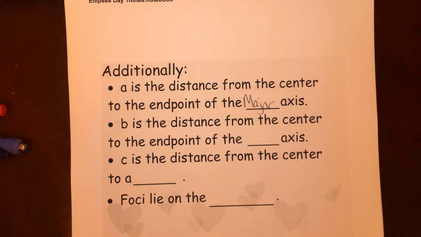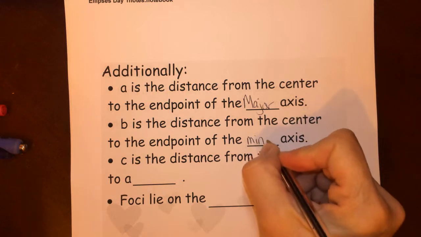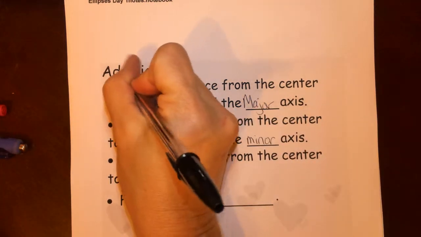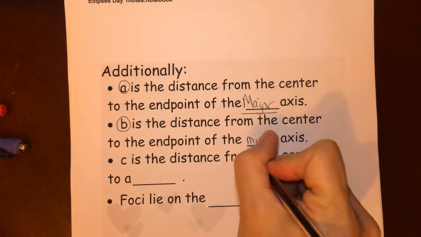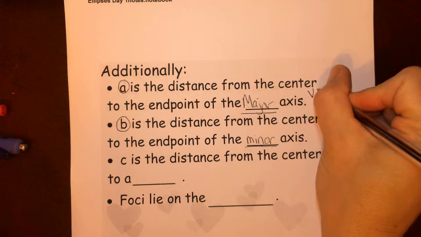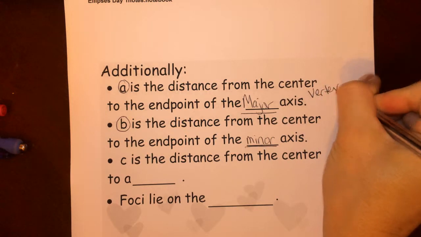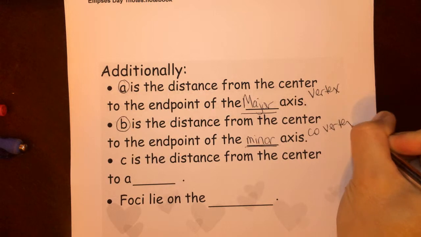B is the distance from the center to the endpoints of the minor axis. So A is always going to help me with my major axis. B is always going to help me with the minor axis. On the major axis, we're going to find the vertex. On the minor axis, we're going to find our covertex.